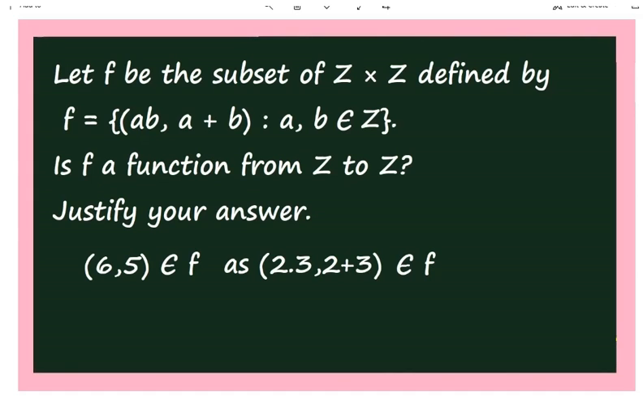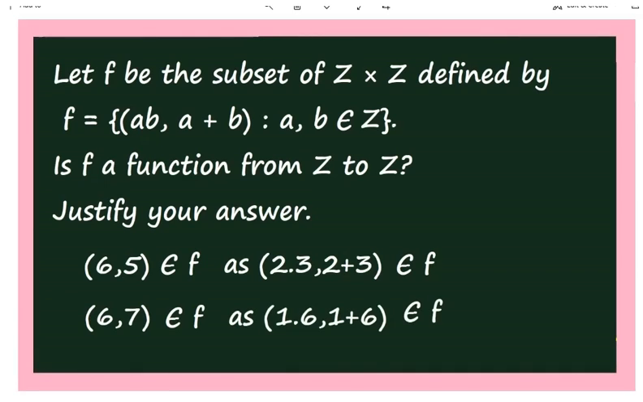And 6 can be written as 1 into 6 also. And if you write 1 into 6, what happens? (6, 7) belongs to f, because you can write it as 1 into 6, 1 plus 6. And that's why (6, 7) is also in f. These two elements are in f, and both have the same first element, that is 6. Therefore, f is not a function.